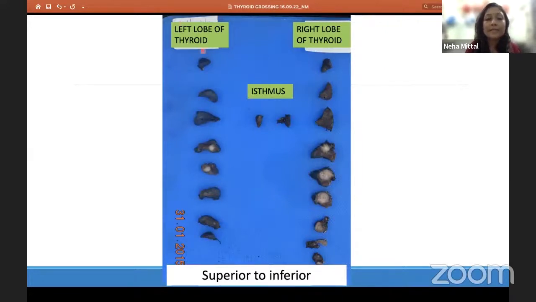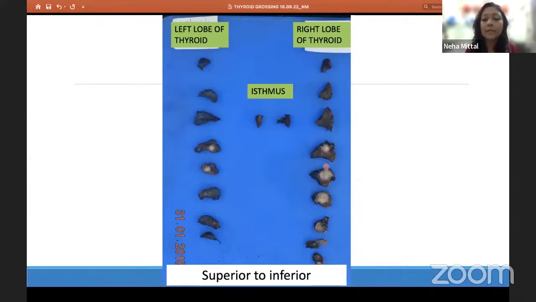So serially sliced from superior to inferior. This is when you have the previous information of FNA or intraoperative findings that you are suspecting a PTC, a classical PTC or some variant of PTC. In that situation, you are serially dissecting superior to inferior.